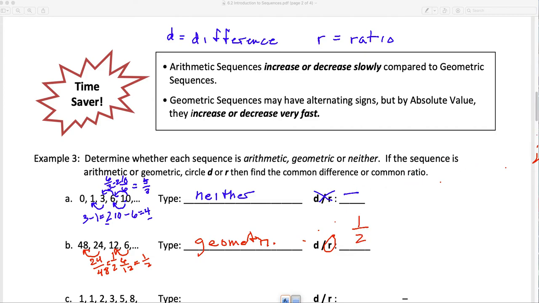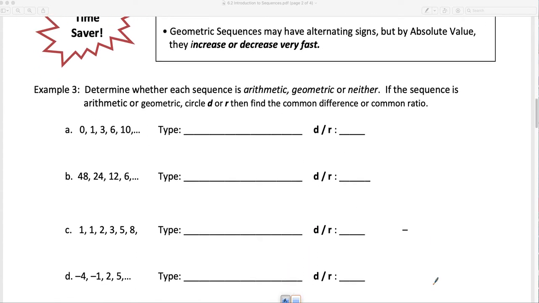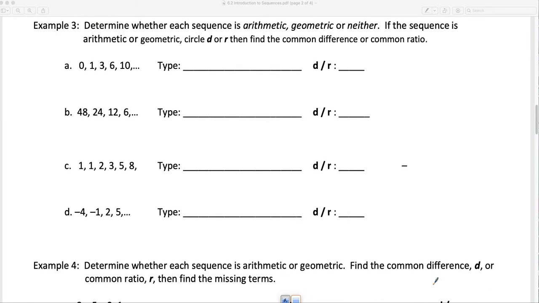Okay, let's go ahead and scroll again and get the rest of the examples up here. Keep in mind the goal is to determine if I've got an arithmetic sequence, a geometric sequence, or neither one. Sometimes I can look at it and not even start to do any math, and hopefully you can do that too. Let's take a look at this one.